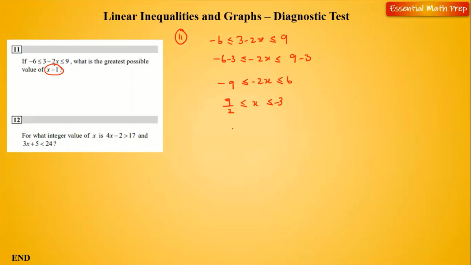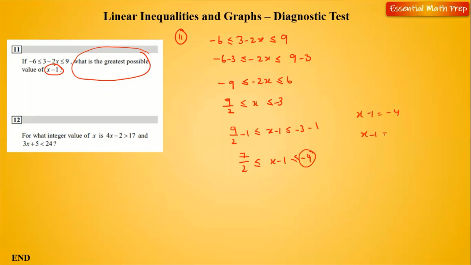Now, the question is asking for x minus 1. So if you subtract 1 on both sides, then it will be negative 9 over 2 minus 1 less than or equal to x minus 1 less than or equal to negative 3 minus 1, which is negative 4, right? So it will be negative 7 over 2 less than or equal to x minus 1 less than or equal to negative 4. It's asking what is the greatest possible value. That means the greatest. Negative 4 is the larger number, and negative 7 over 2 is smaller. So the answer is the greatest value you can have.